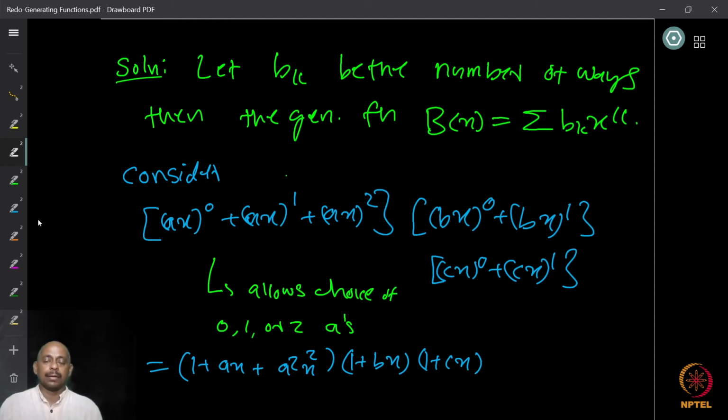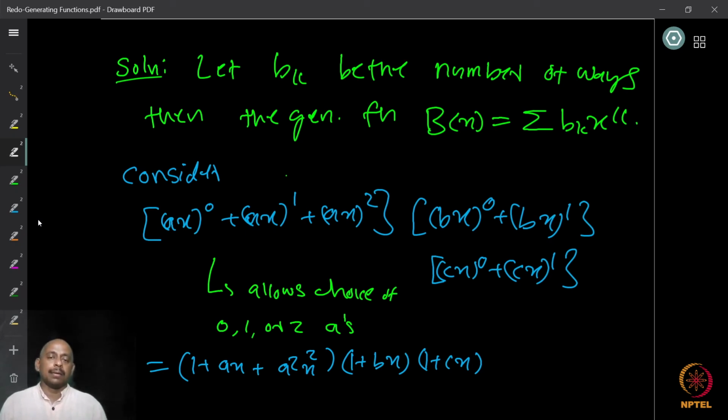So you will get a square x square, and then bx and cx. So I will get x raised to 4 with a square bc. So I have to choose two a's, one b and one c. Now this is one possibility. So I have several such possibilities. But now how do you put them together to find B of x?